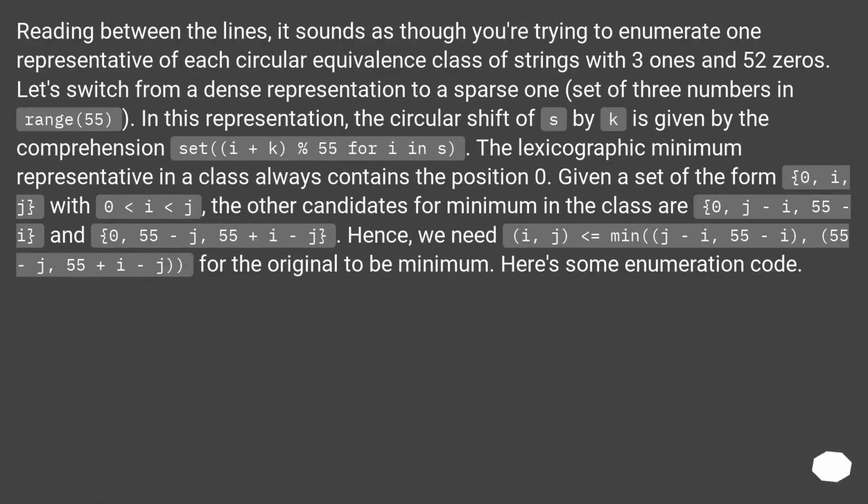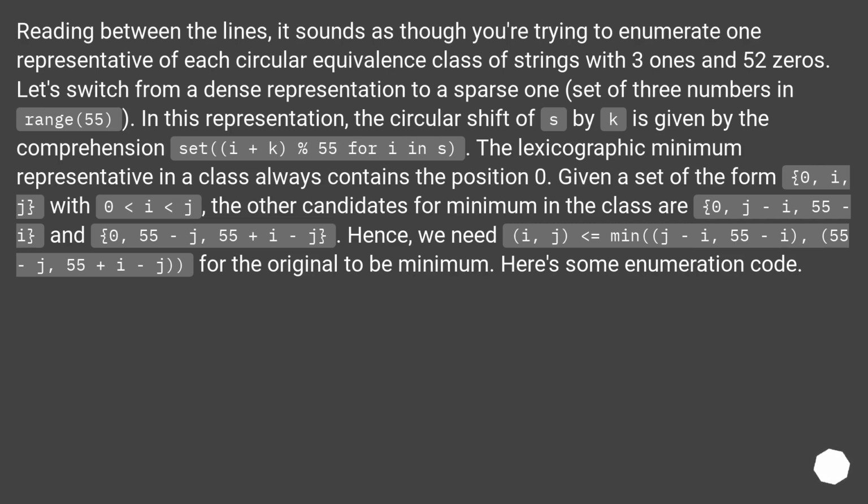Reading between the lines, it sounds as though you're trying to enumerate one representative of each circular equivalence class of strings with 3 ones and 52 zeros. Let's switch from a dense representation to a sparse one, a set of 3 numbers in range 55. In this representation, the circular shift of S by K is given by the comprehension {(I + K) % 55 for I in S}. The lexicographic minimum representative in a class always contains the position 0.